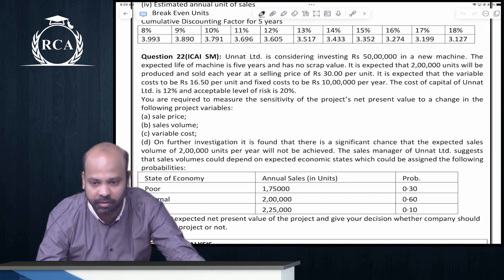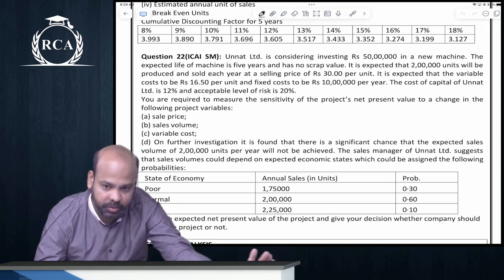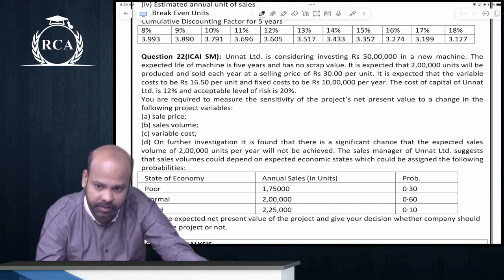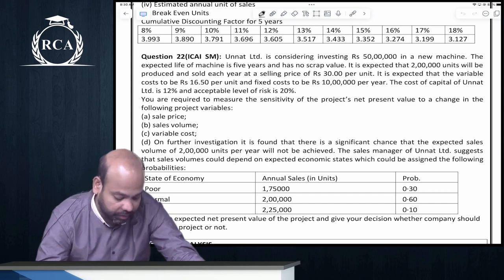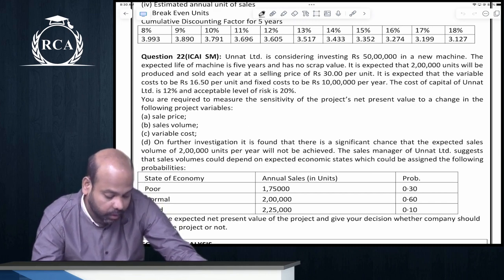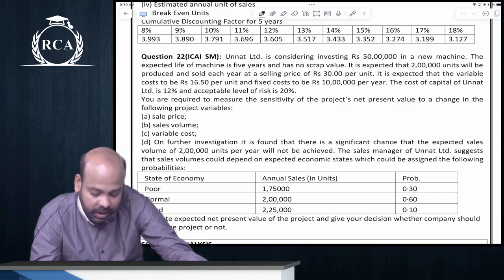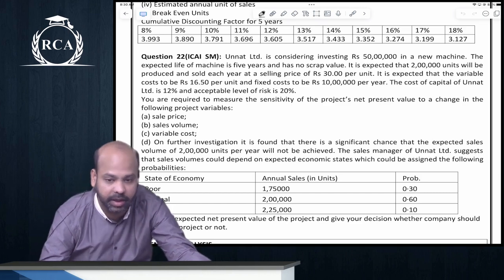ये acceptable level of risk का क्या करना है बोलूँगा guys. We are not supposed to change 20% in each variable. That has nothing to do with this acceptable level of risk. That is only for the D bit. You're required to measure the sensitivity of the project's NPV to a change in the following project variables. 3 variables are given, beta: selling price, sales volume, and variable cost. Utna hi karenge, will not do anything else.